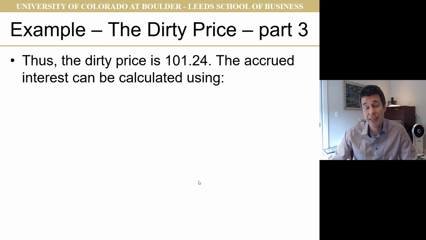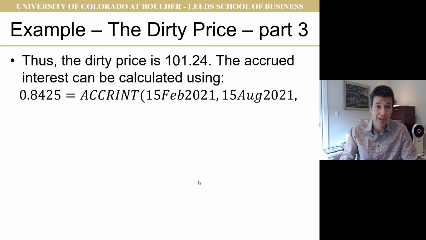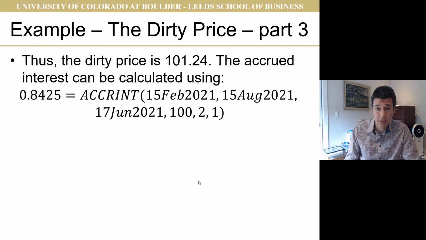In order to find the clean price, we take the dirty price and subtract the accrued interest. For the accrued interest, we can use Excel, ACCRINT. That takes the previous coupon date, 15th of February 2021, next coupon date, 15th of August 2021, settlement date, 17th of June 2021, par 100, frequency 2, it's a semi-annual bond, basis 1, it's a Treasury. So the accrued interest is 0.8425.